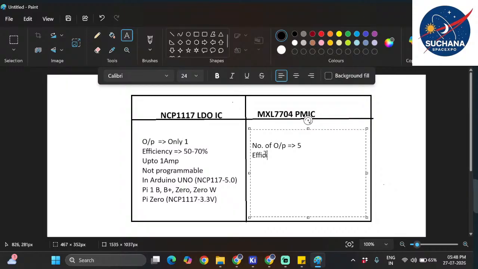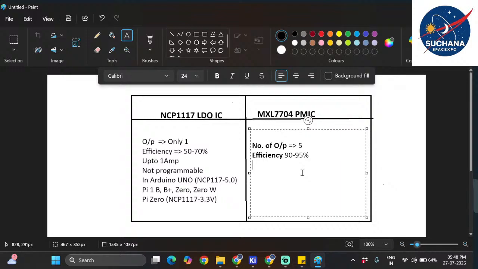So what is the expected efficiency if we use the MXL 7704 IC? It would be around 90 to 95%, which is really more efficient than the NCP 1117 IC. That's why some people prefer MXL 7704 over the NCP 1117 IC. So this is the efficiency percentage. After I mention all points, you can take a screenshot, or else I will post it in the group as well.